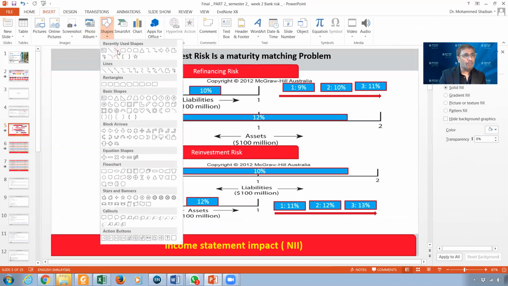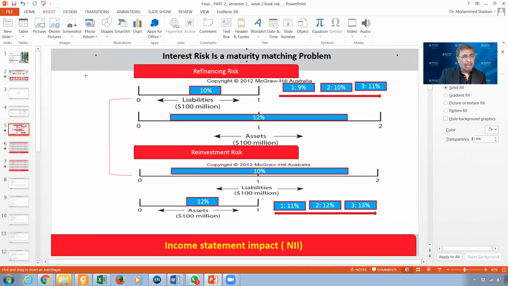Assume I have a deposit. This is a liability, a deposit of 100 million. Fine. I receive it today, and today also I give a loan of 2 years from that deposit. This is what happens in banking.